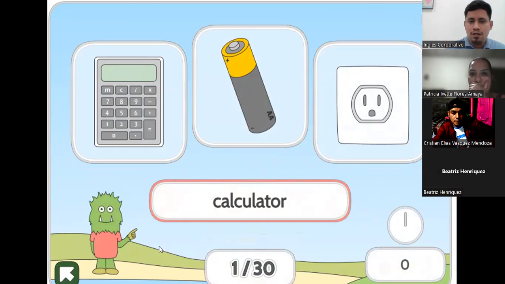Esto es un introductory activity for working on vocabulary. Este es un ejercicio introductorio para trabajar vocabulario en el curso, ¿ok? Hagamos este ejercicio. Una vez terminemos, enviemos nuestra evidencia de haber trabajado, ¿ok?